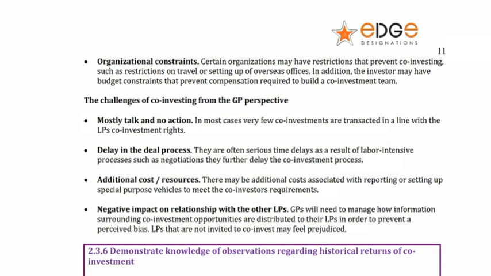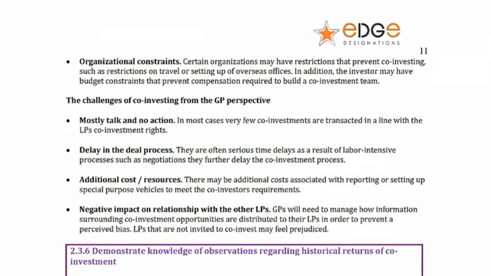We talk about organizational constraints. Certain organizations may have restrictions that prevent co-investing, for example, setting up offices overseas, traveling overseas, etc. There may be certain budget constraints that are put upon them that may hinder co-investments.